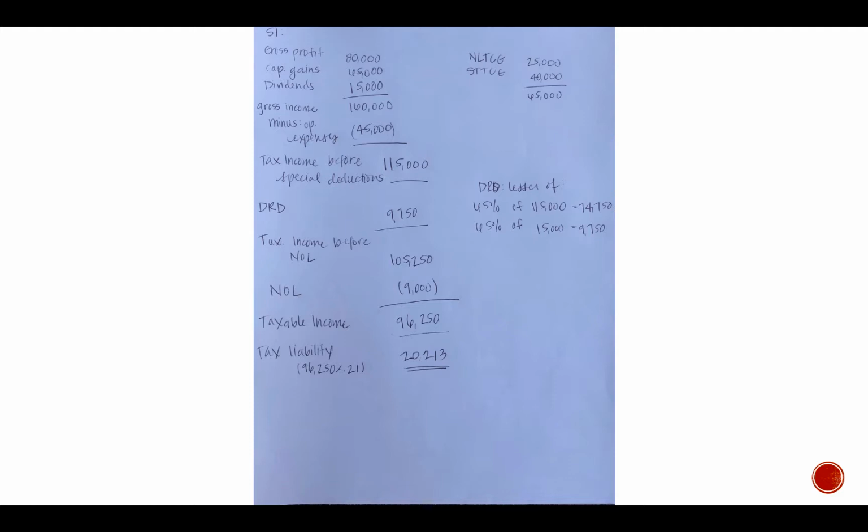From there, I subtract my deductions and losses. So I have $45,000 of operating expenses, leaving me $115,000 of taxable income before special deductions. Now let's think to our sequencing. In the special deductions, we started with charitable contributions, and then dividends received, and then net operating loss. We don't have charitable contributions here, so we're going to start with the dividends received deduction.